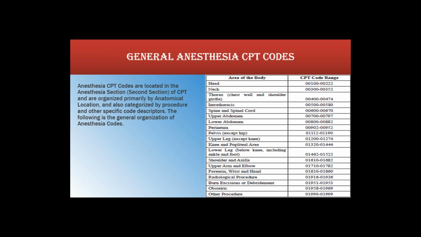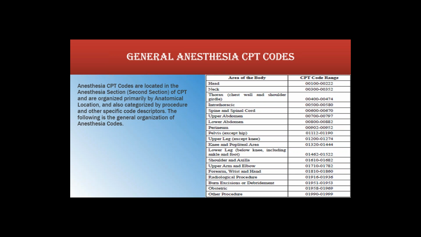Would code 0902 to 00952. The pelvis, except the hip, would be 01112 to 01190. The upper leg area, with the exception of the knee, would be 01200 to 01274. The knee and popliteal area would be 01320 to 01444.